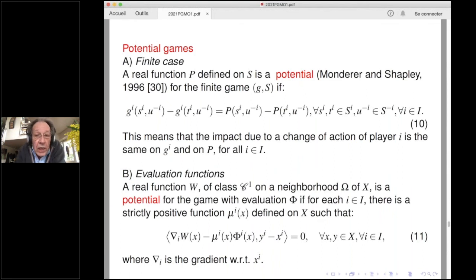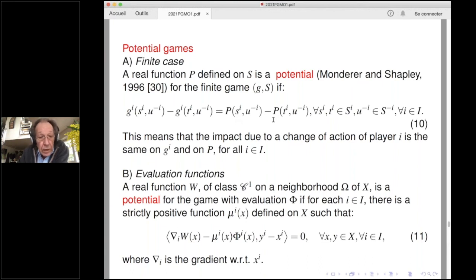Okay, now potential games. Potential games were introduced in the finite case. Finite case means finitely many players, finitely many strategies for each player, and mixed extension. It was done by Monderer and Shapley in '96. A real function P is a potential for the finite game if, when player i is moving from s_i to t_i, the change in the payoff of player i can be represented by the function P.